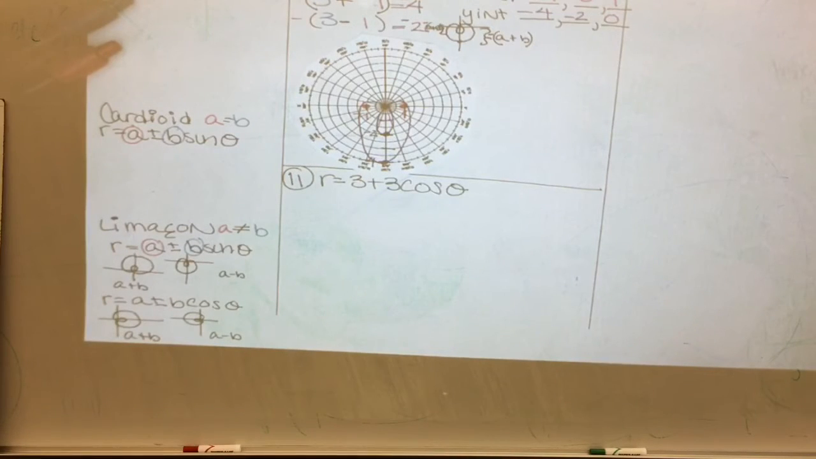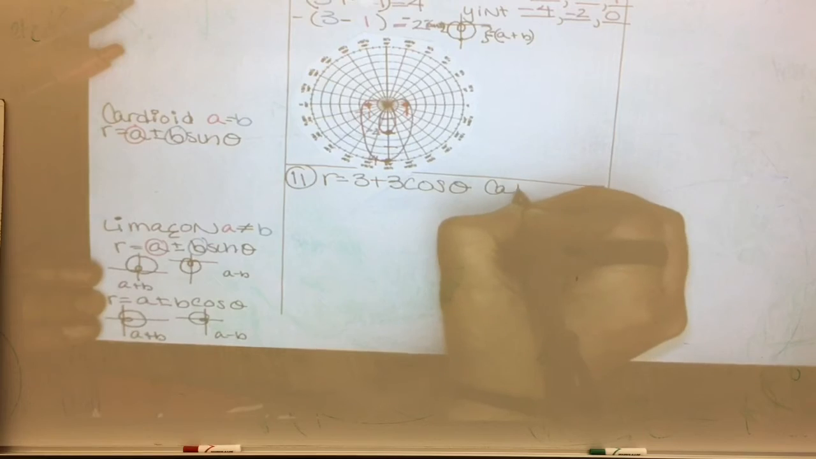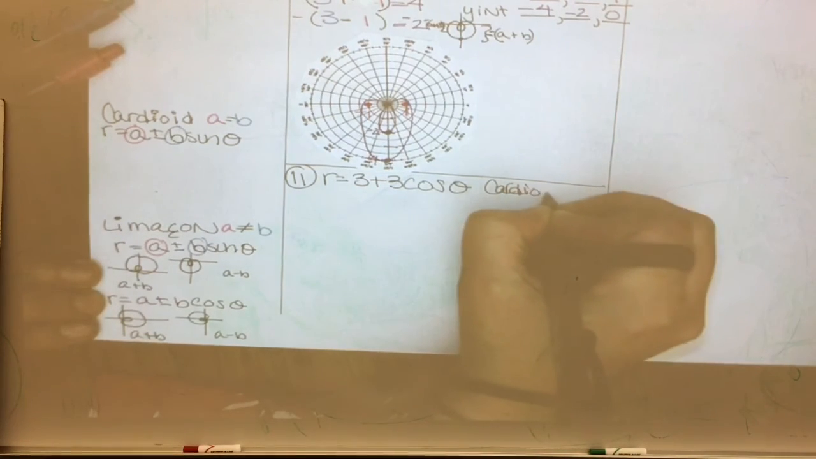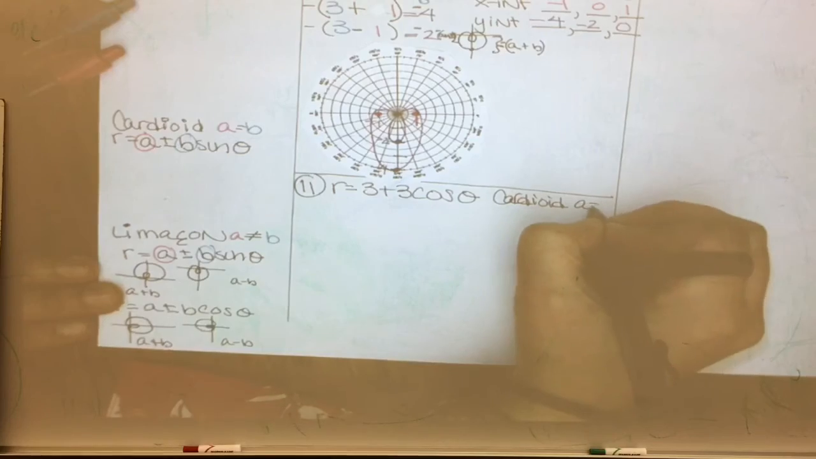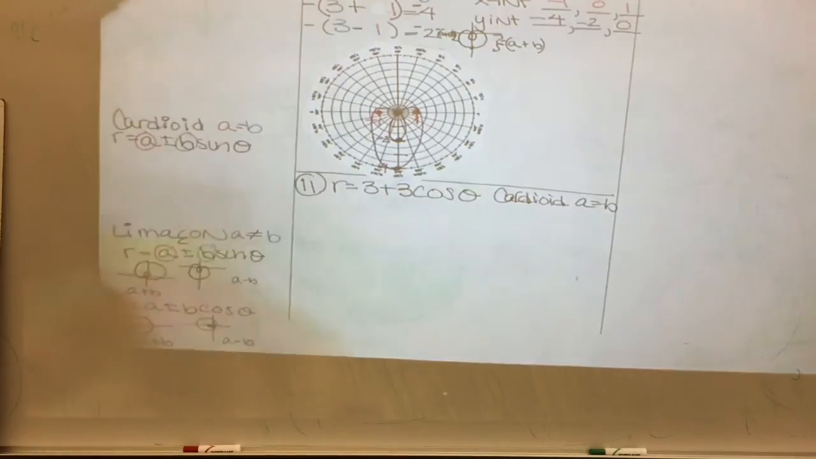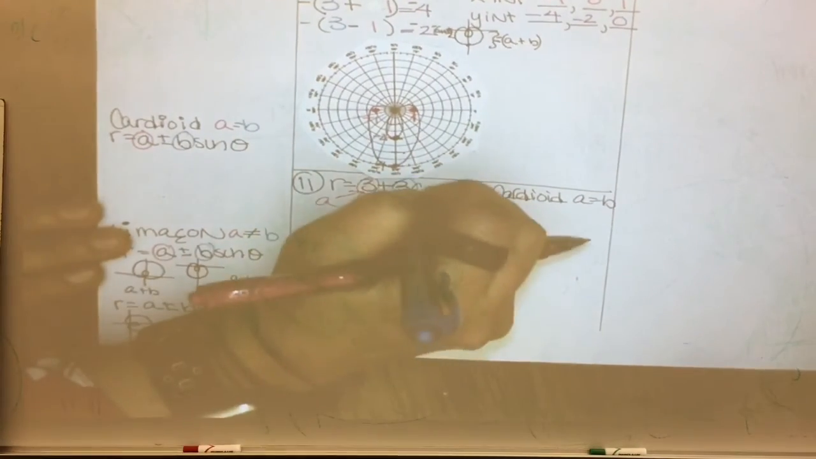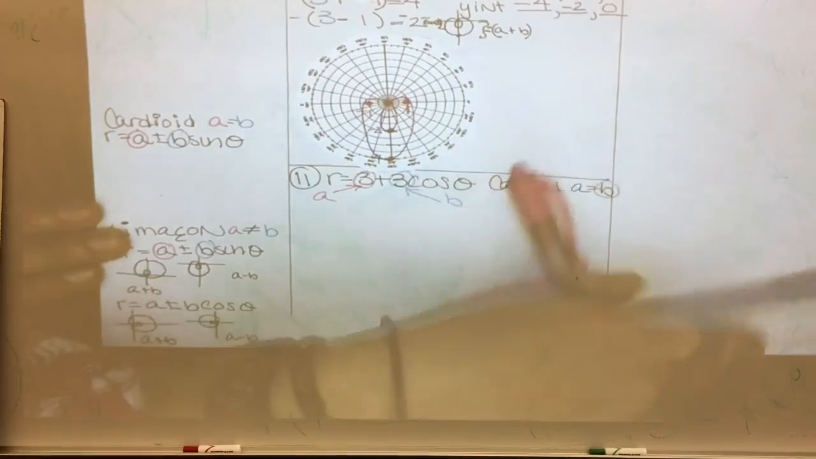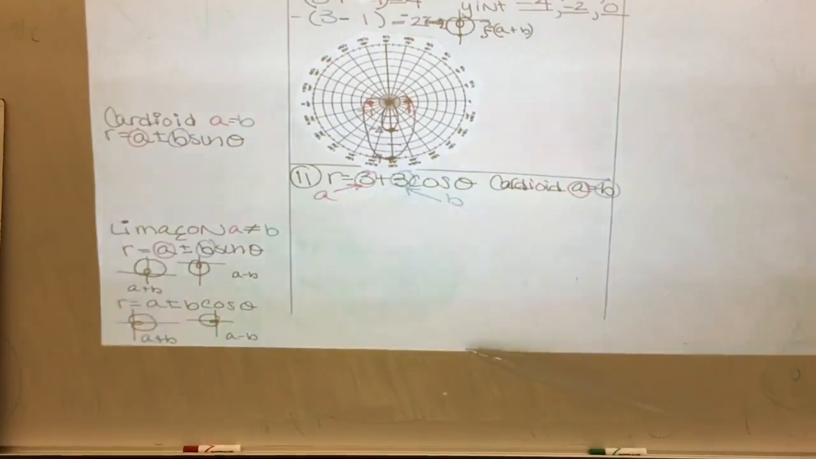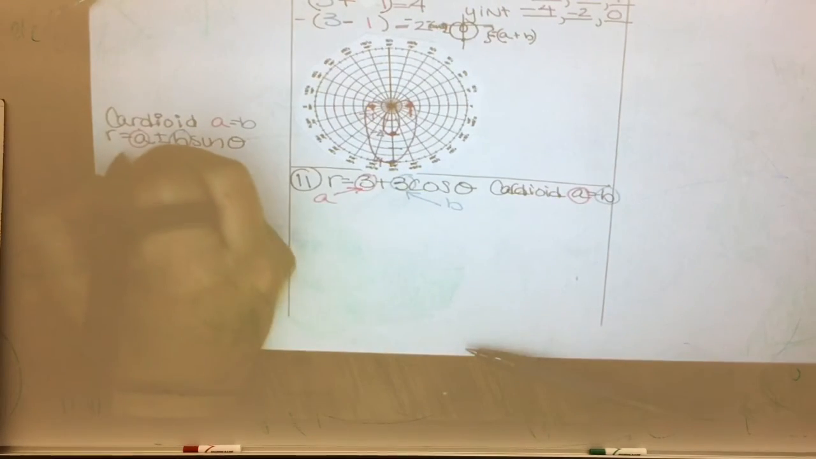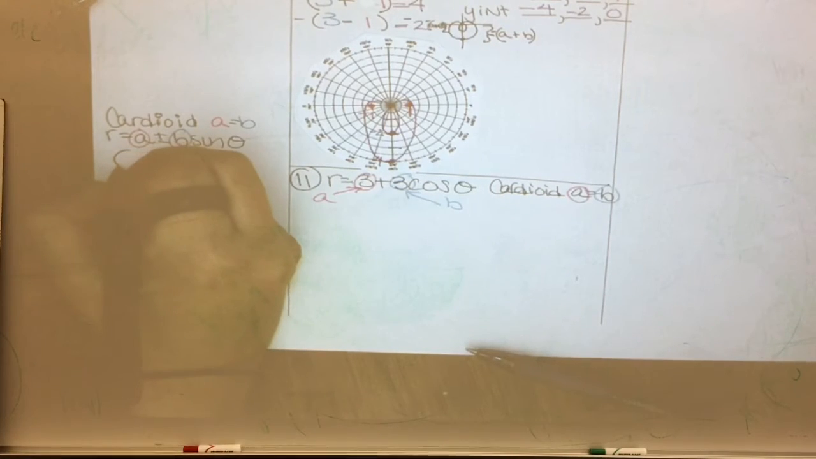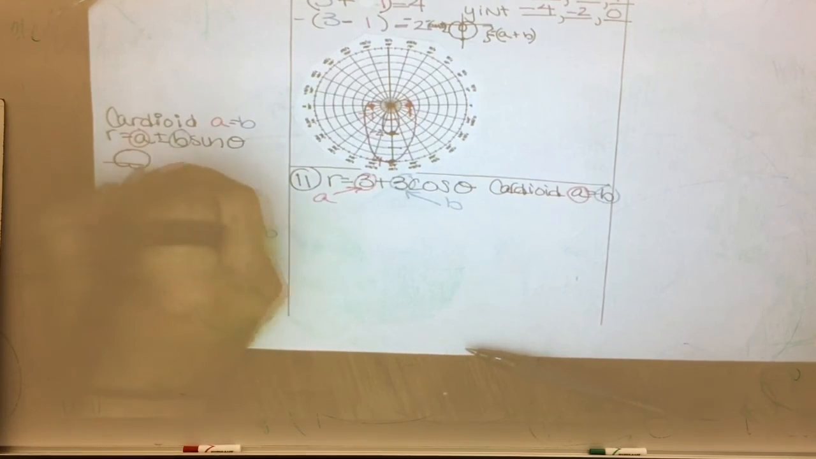Xavier, can you tell me what type of curve this one's gonna be? Wouldn't this be a cardioid? It is a cardioid. How did you know? Since A and B are equal to each other. Mm-hmm. Very good. Cardioid, because A is equal to B. Okay. And our A here is 3. And our B here is also 3. Very, very good. Okay. So cardioids have a very similar shape to limaçons with just a subtle difference. So cosine will look, or sine will look like this.